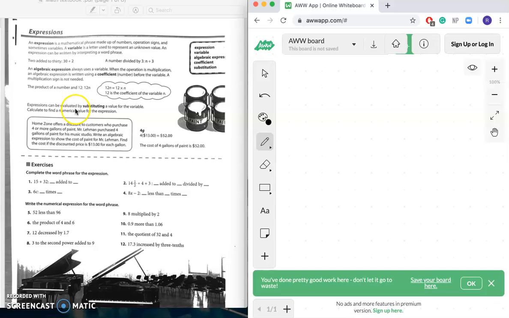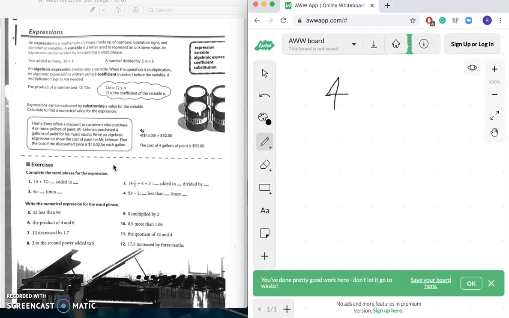Expressions can also be evaluated by substituting a value for the variable. Calculate to find a numerical value for the expression. So let's look at this word problem here. HomeZone offers a discount to customers who purchase 4 or more gallons of paint. Mr. Lehman purchased 4 gallons of paint for his music studio. Write an algebraic expression to show the cost of paint for Mr. Lehman. Find the cost if the discounted price is $13 for each gallon.